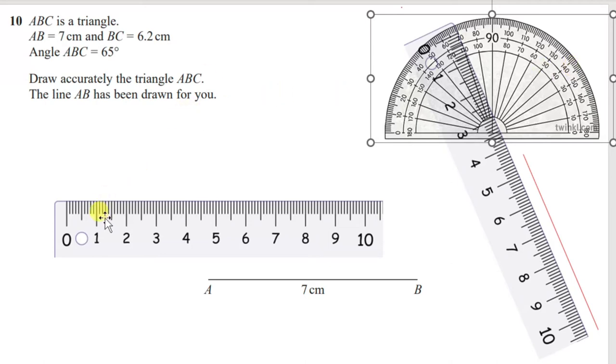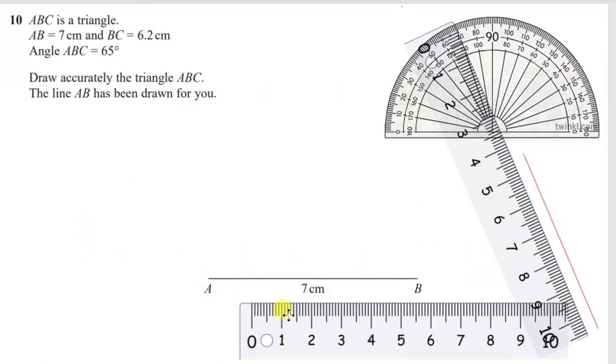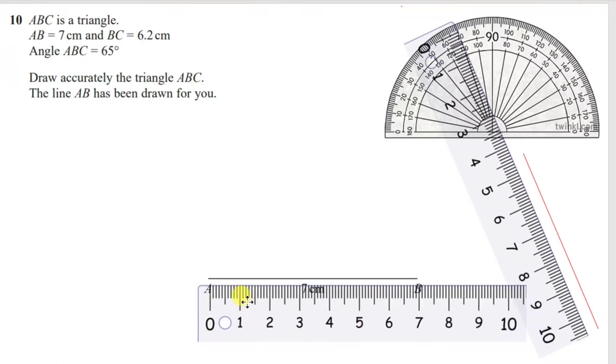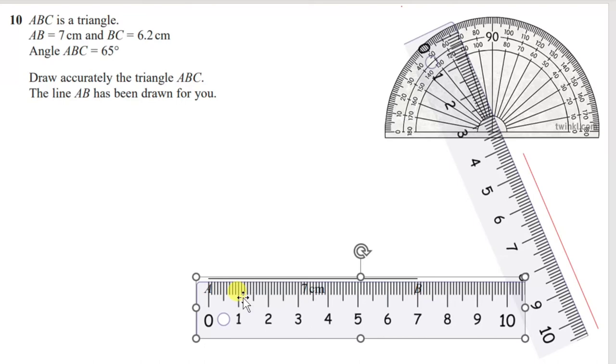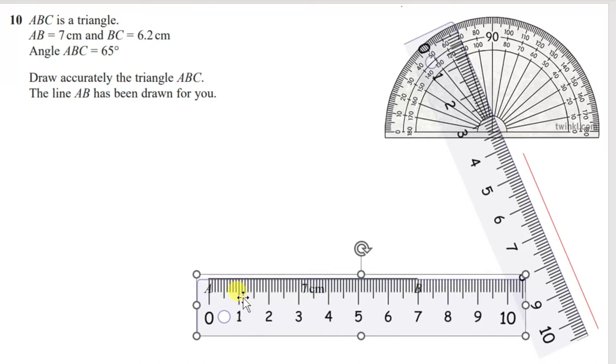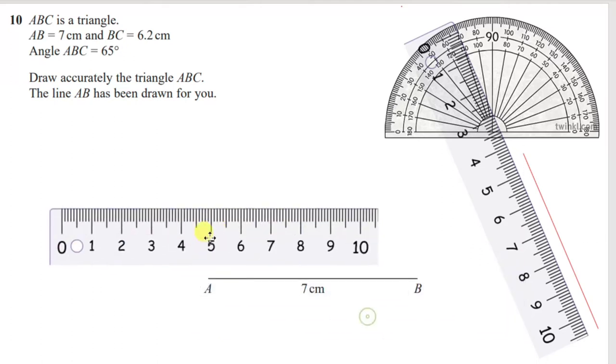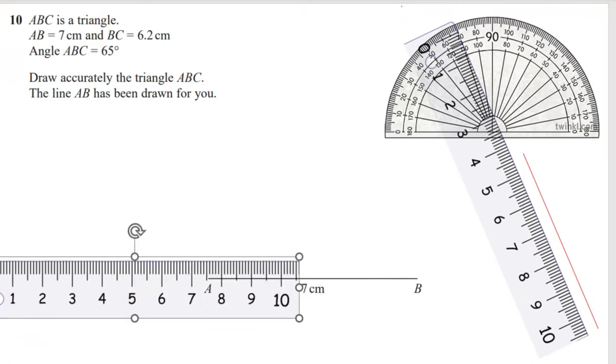The first thing, guys, I want you to do is to get your ruler and then measure the line. It helps that you can see that it's exactly 7 centimeters. So the best thing you want to do is start at the zero point on the left side and make sure it hits right at the corner of A. And then you check the length. You can see that at zero it hits A and at point B it should be 7. So that's perfect.